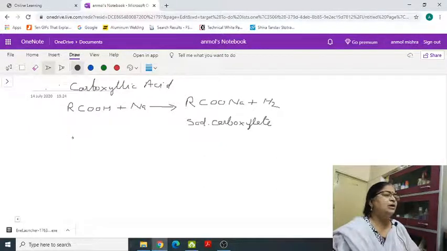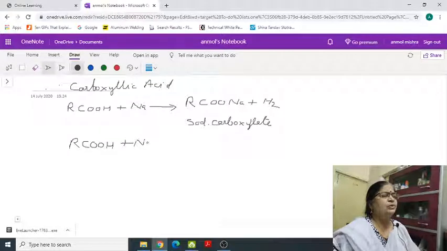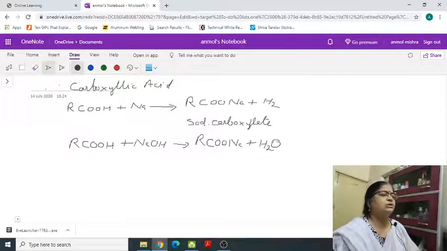Just like alcohol, it also reacts with sodium hydroxide to form sodium carboxylate and liberates water.